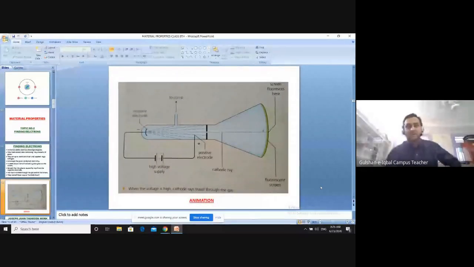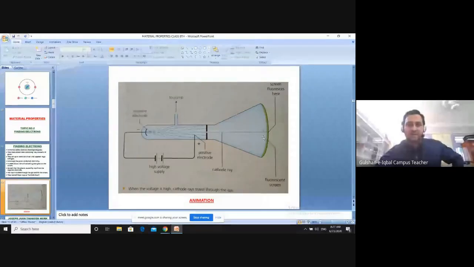So this was the discharge tube experiment, and you can see it here. There is a fluorescent screen present at this side. There is a high voltage source present over here, and this is the negative electrode and this is the positive electrode. When they passed the current, rays were emitted from here, passed the positive electrode and struck this fluorescent screen over here. So it was glowing green. You can see a green glow present over here.